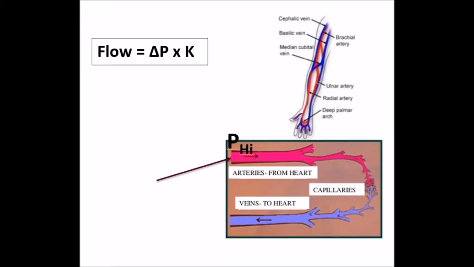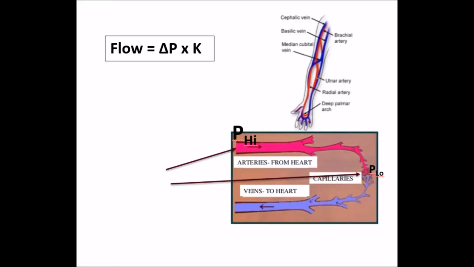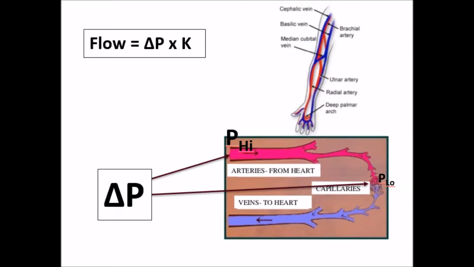Blood moves from areas of high pressure, i.e. arteries carrying blood from the heart, to low pressure, i.e. veins moving blood to the heart. This movement from areas of high pressure to low pressure is what creates the pressure gradient across the vasculature.